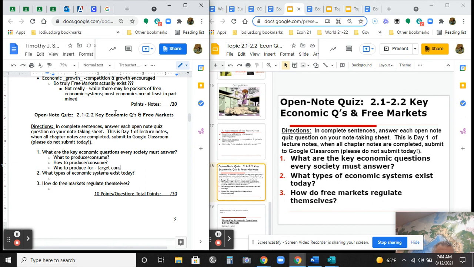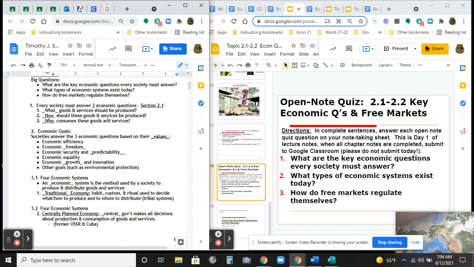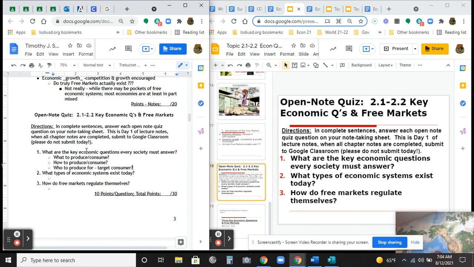Look at the questions. I know I totally rephrased it. Okay, did I get enough? Let's look up. What goods and services should be produced? How should the goods and services be produced? Who consumes these goods and services? Okay. I think that's fine. What type of economic systems exist today?